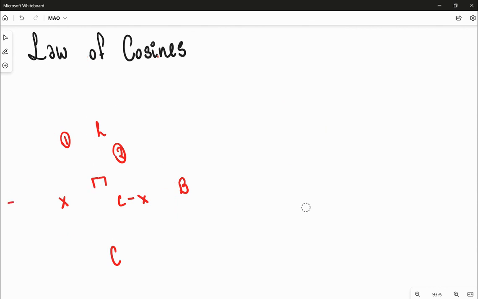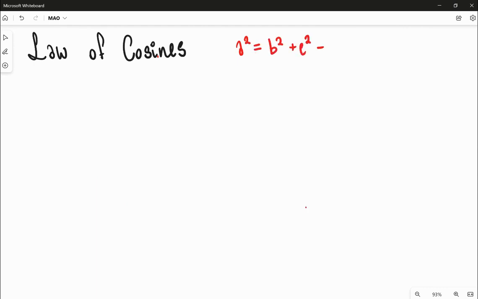We can get rid of this triangle too. Half of this video is just me erasing. Okay, so let's do a squared is equal to b squared plus c squared minus 2bc times cosine A. And that's our equation. So let's say we're solving a triangle.